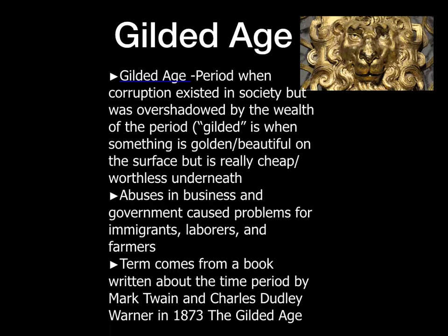After Reconstruction, the next chapter is the Gilded Age. The Gilded Age is when the United States is booming, okay? And it looks great on the outside. It looks like every American's walking around, it looks like America's just full of wealth. But it's gilded. Gilded means a thin layer of gold over a whole lot of cheapness.